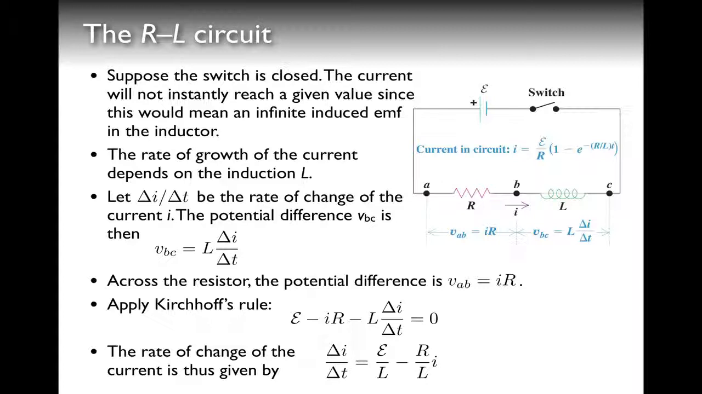We can now apply Kirchhoff's rules, and we start, for example, by going around the loop between the switch and the EMF, and we are going to have E minus IR minus L dI dt equals 0. This comes from E minus VAB minus VBC has to be 0. If we now divide everything by L, we obtain the following equation. The rate of change for the current is given by dI dt equals E over L minus R over L times I. So let's study this equation in a little bit more detail.